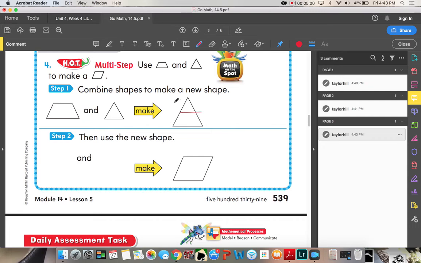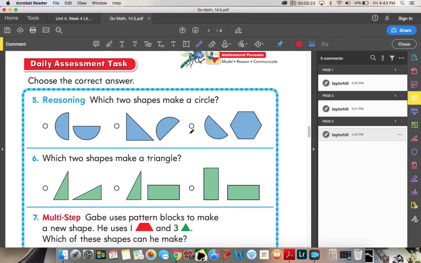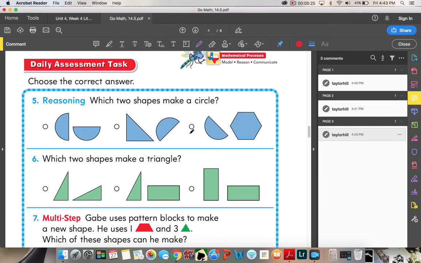Then you're going to use your new shape, the triangle, to create one, the triangle plus the triangle, an upside down triangle, can make a rhombus. And the way you can tell is you divide your shape in half diagonally and you'll be able to see triangle 1 and triangle 2. Okay? Choose daily assessment task.